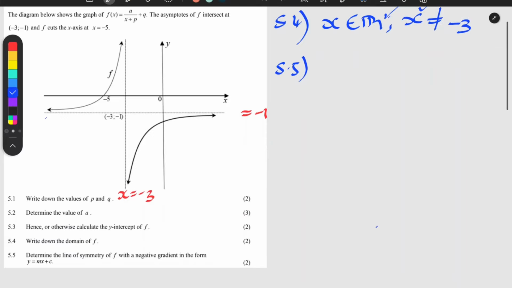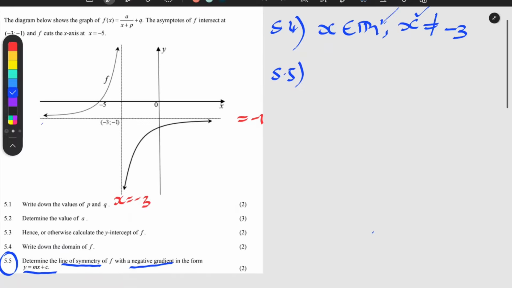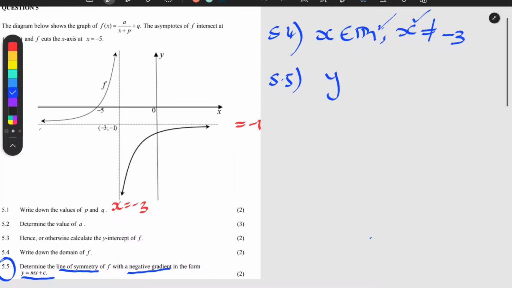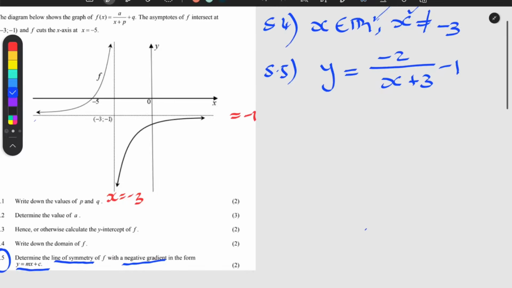5.5, let's go on. Determine the line of symmetry. So that's the axis of symmetry with a negative gradient in the form y is equal to mx plus c. Now, there are many ways to do this, but first, I'm going to write my equation down. This was -1. Then to get the axis of symmetry with a negative gradient, you write y is equal to minus, because it's a negative gradient. Then you're going to put this whole thing in brackets. So not a fraction, just the denominator. You take it just like that and say -1.